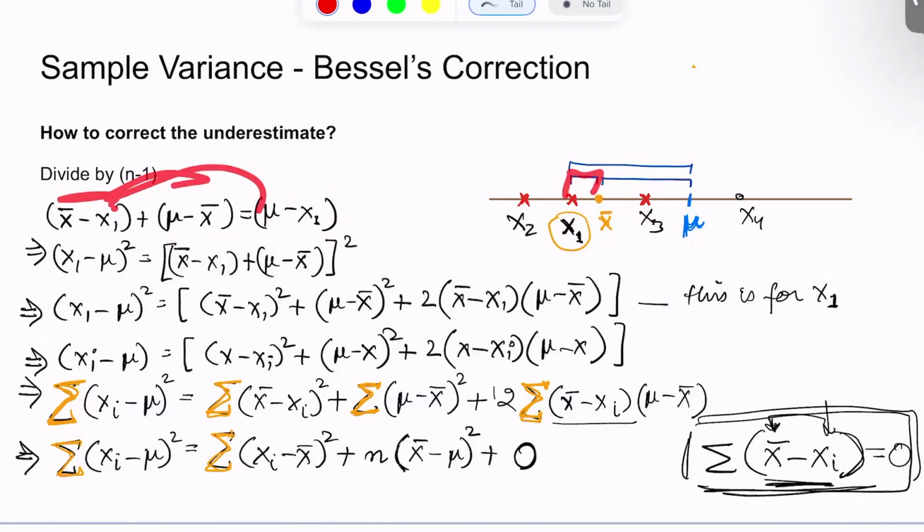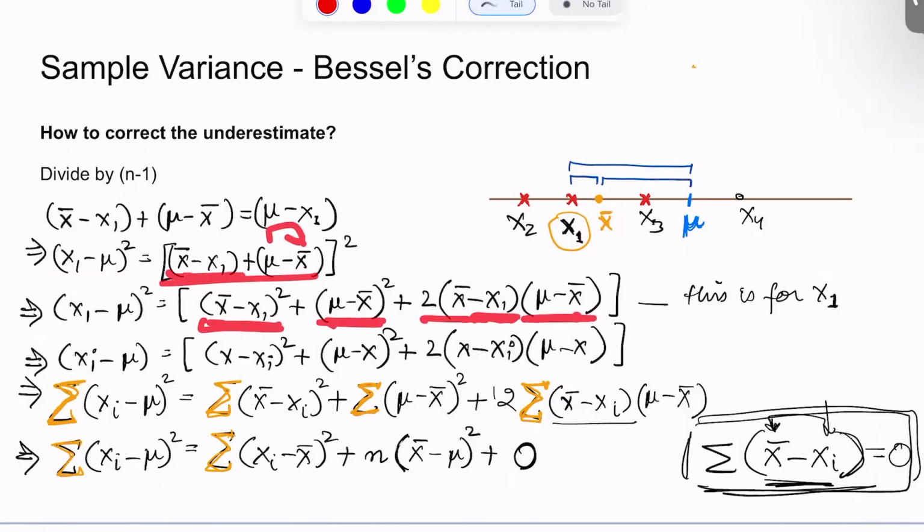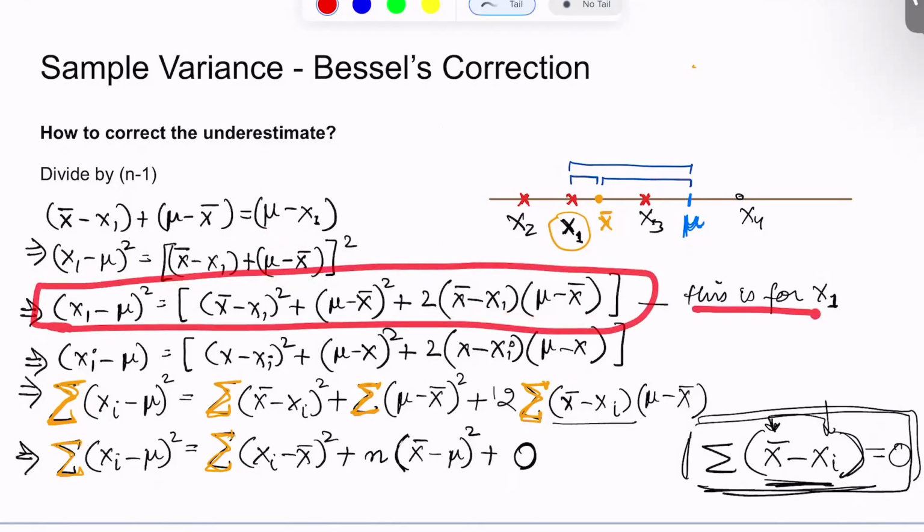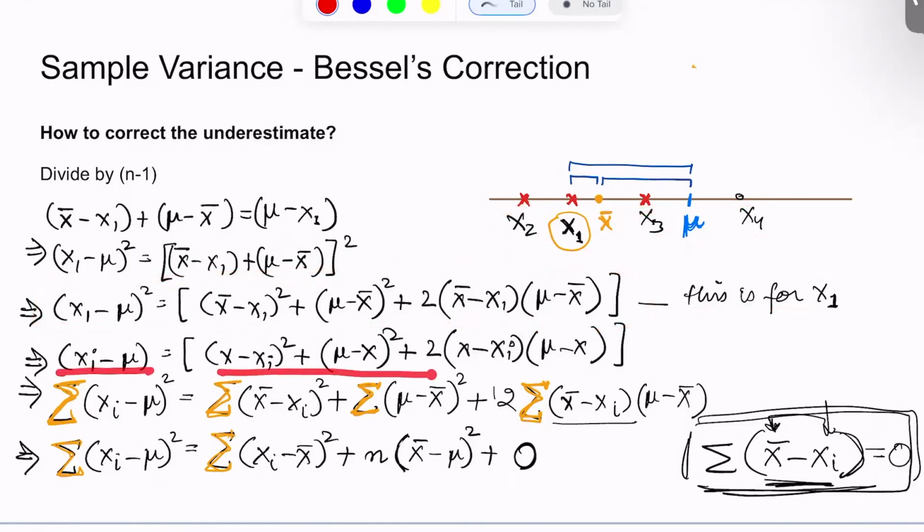And if we just interchange the terms, take the square and expand the whole term, we'll get x bar minus x1 whole square, mu minus x bar whole square, plus 2 times x bar minus x1 times mu minus x bar. Now this equation is just for x1. We can also do the same thing for x2, x3, x4, or any particular x of i. And let's say, for example, we just simply sum all of these up together. So now put just a summation here.